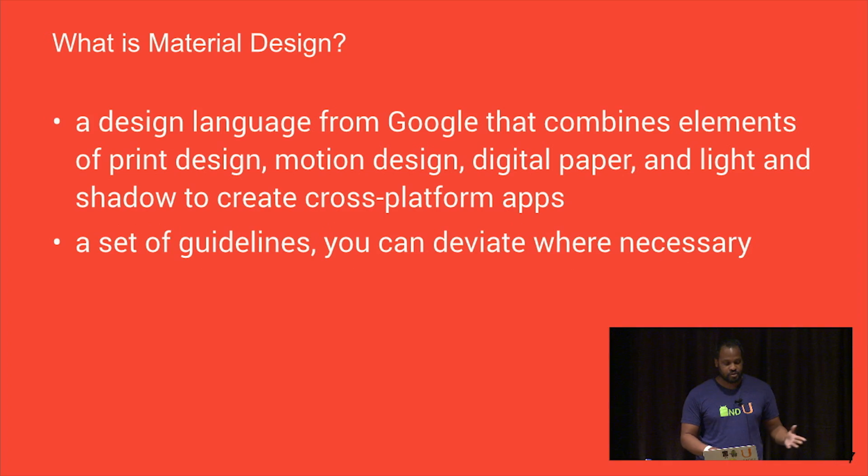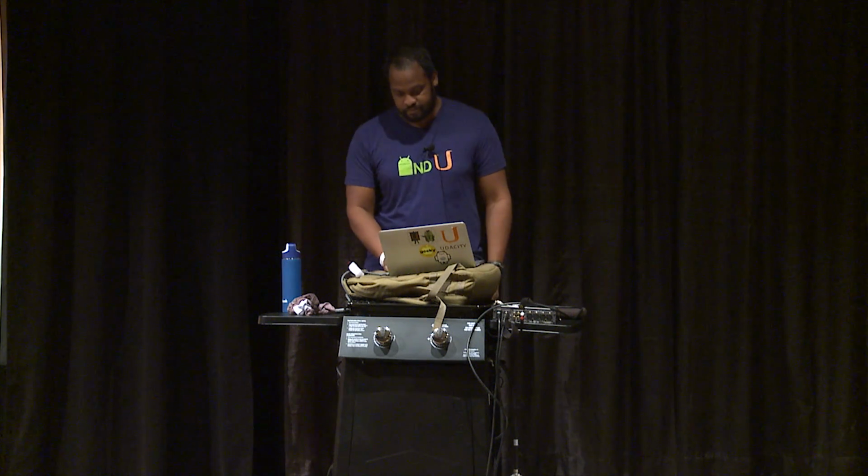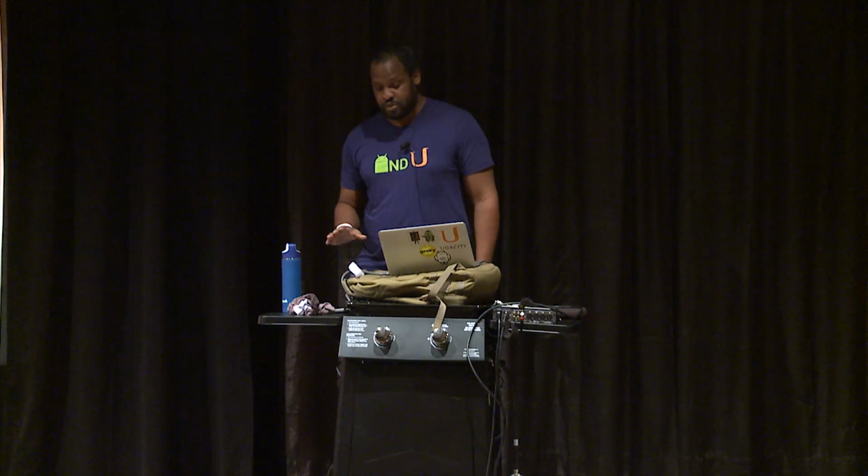So what is material design? Material design is a design language from Google that combines elements of print design, motion design, digital paper, light and shadow to make cross-platform apps. It is a set of guidelines, so you'll hear a caveat from me a lot in this talk: this is what you should do, but if you need to do something else that better fits your app, then go and do it.